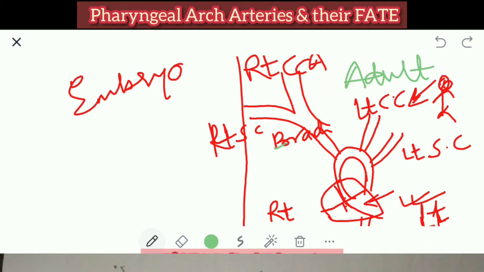Now I will clear the screen. Now we will go to the pharyngeal arch arteries. If you recall that diagram, I will draw it in yellow color. You had drawn these pharyngeal arches like this. Do you recall them like this, like this, like this?